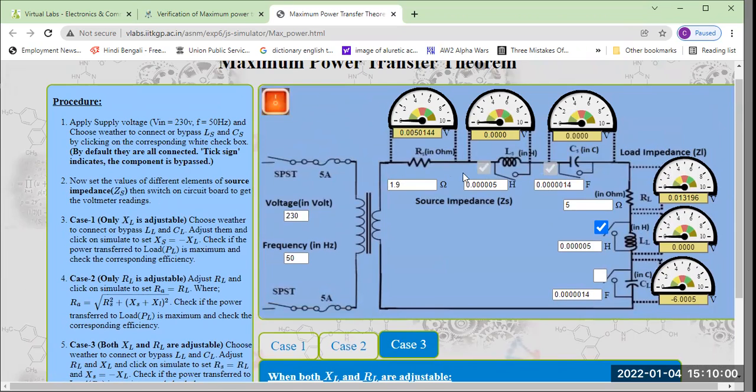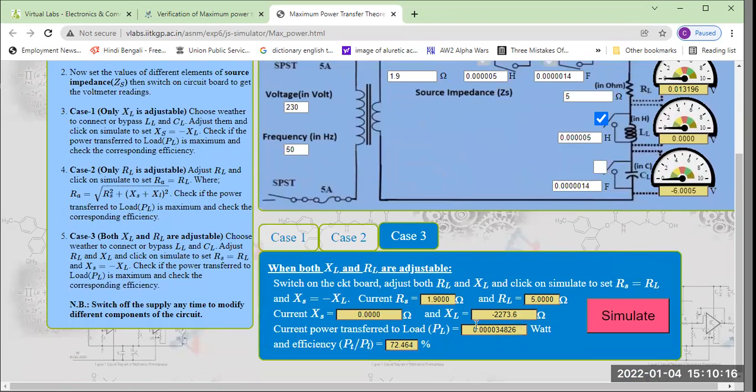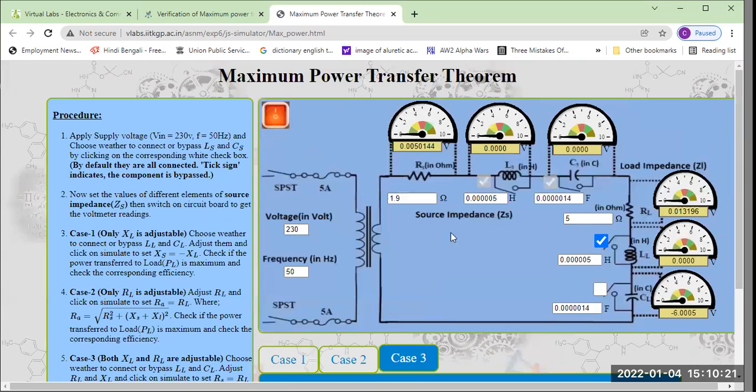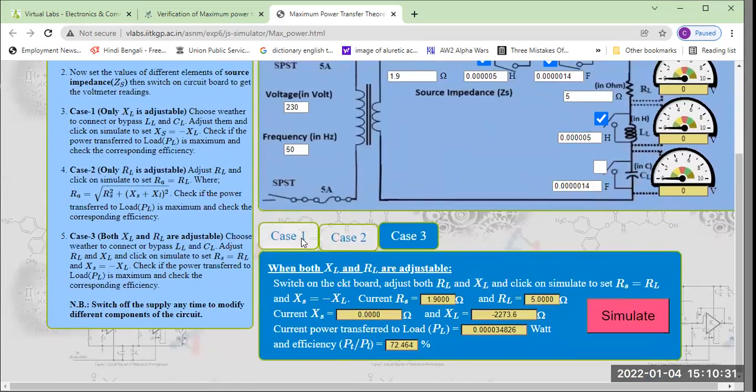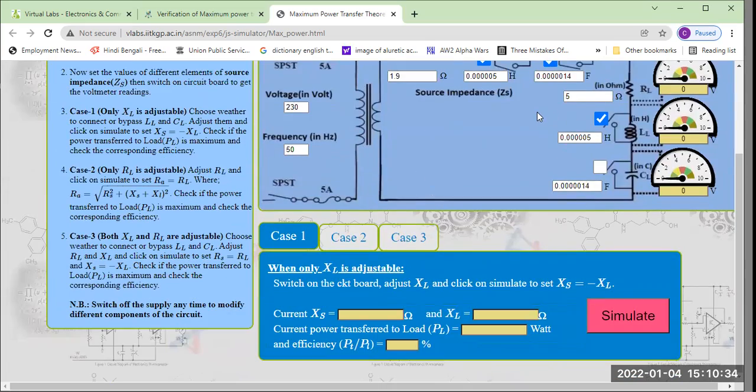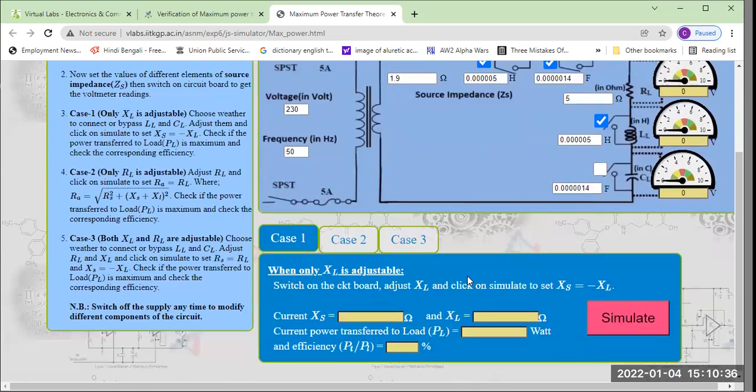First, we have just changed the load resistance and source resistance. Then we can change only the load inductor or only the load capacitor. Then we can see in which case the maximum power is transferred. So in this way we can find which impedance we have to adjust so that the maximum power will be transferred. So again, if we start from case one, you can see the efficiency is 50%.